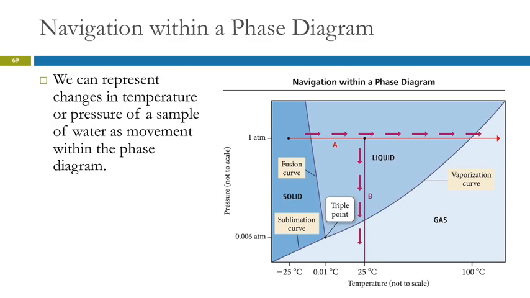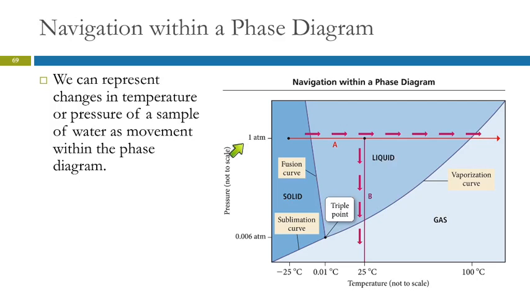So let's see. I think this is zoomed in on water. So what do you need to be able to do with these phase diagrams? You need to be able to identify the different regions: solid, liquid, and gas. You can do that by knowing that the gas will exist at a higher temperature than the liquid, and the liquid at a higher temperature than the solid. So we can do what's called navigation in this phase diagram.